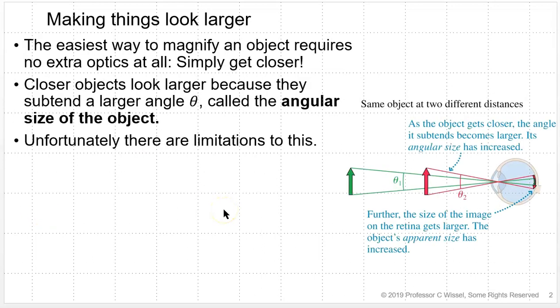Okay, now making things look larger isn't that difficult. You just get closer to them. Closer objects look larger because they subtend a larger angle, theta, called the angular size of the object. Here's an object at a certain distance, and it will subtend a certain angle. If you move closer, the angle gets larger.